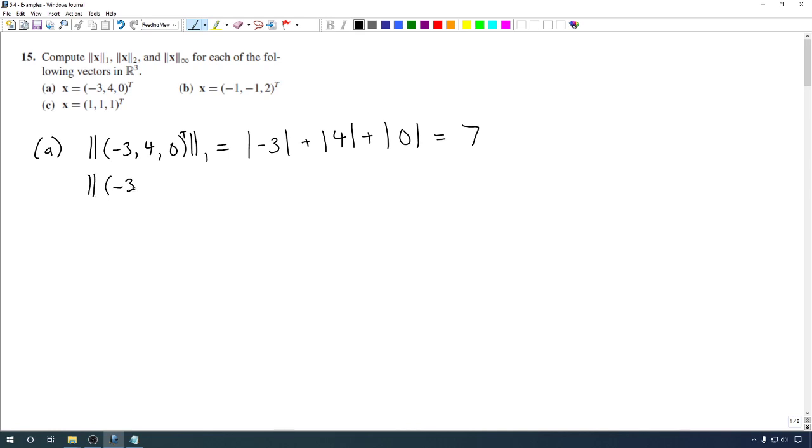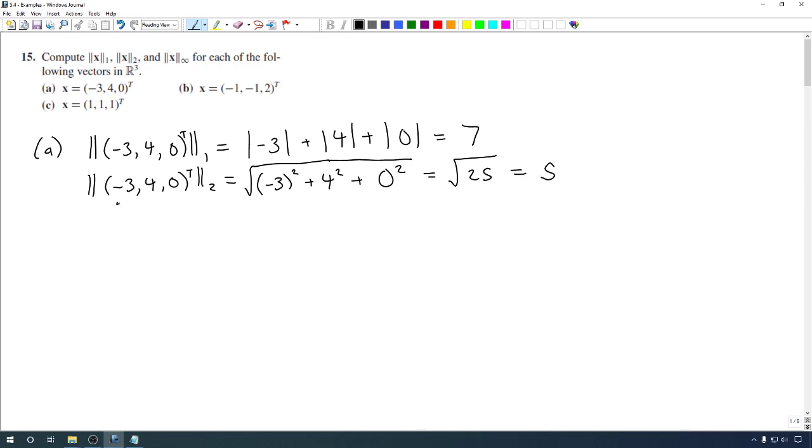Our 2 norm of the same vector. Well, our 2 norm is the one that we're most familiar with. This is the one where we have the square root. We're going to take the square root of -3 squared plus 4 squared plus 0 squared. So 9 plus 16, we're going to get the square root of 25, and we ultimately get 5.